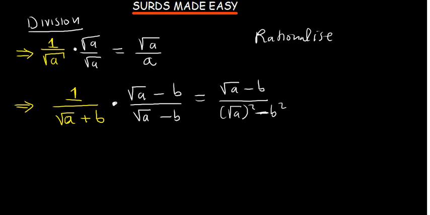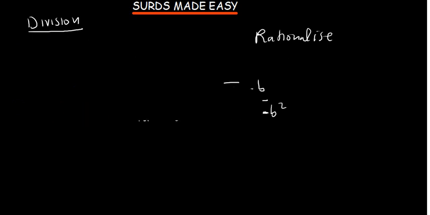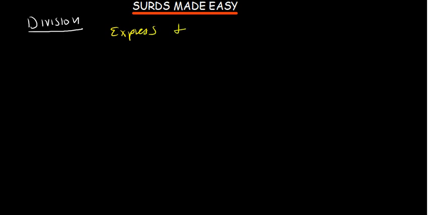So what we've done is rationalize the denominator, so we can now use questions to see what we are talking about. For example, let's say we have the question: express the following in the form a over b.